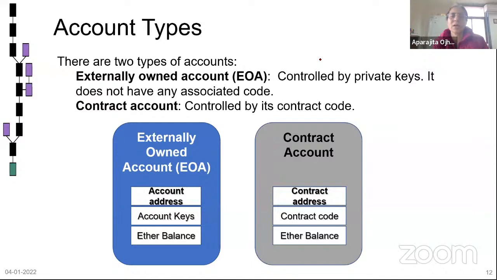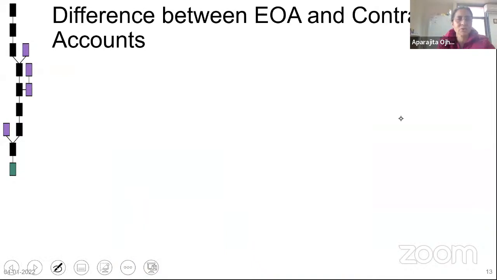So I'm saying that there are two types of accounts. One is an externally owned account. The second is a contract account, right? So an externally owned account will be controlled by private keys. I hope it is visible now. Thank you so much for telling me. I'm sorry for any inconvenience that was caused.